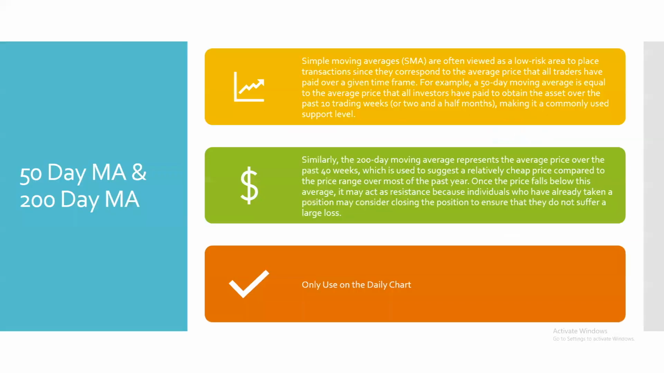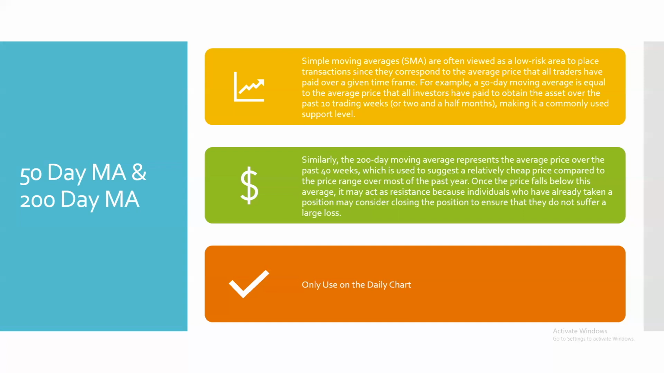Now, when we have our 50-day moving averages, let's dive into these and talk about them a little bit more. So, 50-day and 200-day moving averages. Our simple moving average, SMA, is often viewed as a low-risk area to place transactions since it corresponds to the average price that all traders have paid over a given time frame. For example, a 50-day moving average is equal to the average price that all investors have paid to obtain the asset over the past 10 trading weeks or 2.5 months, making it a commonly used support level.